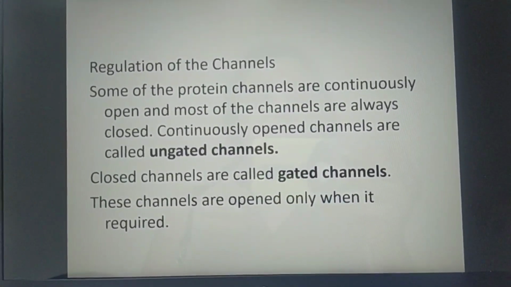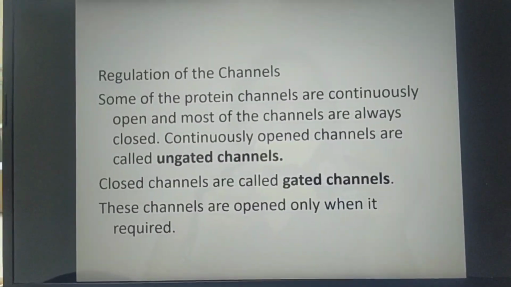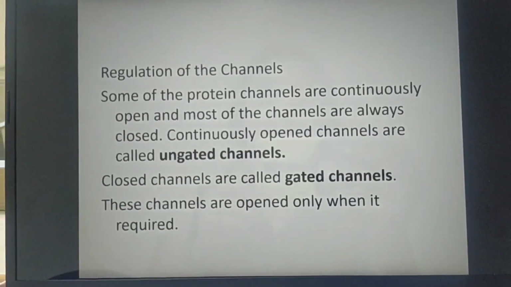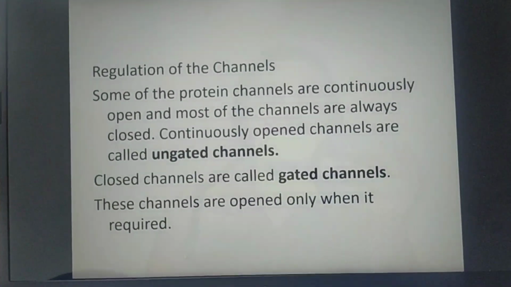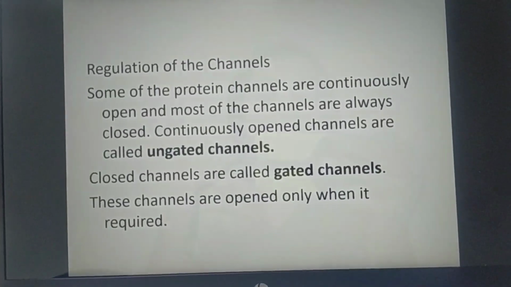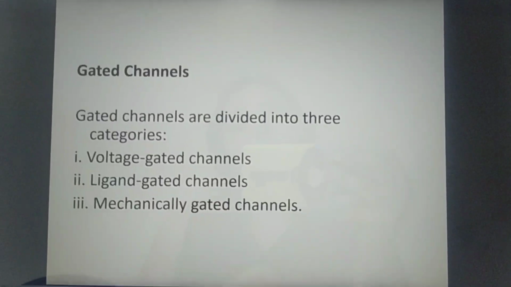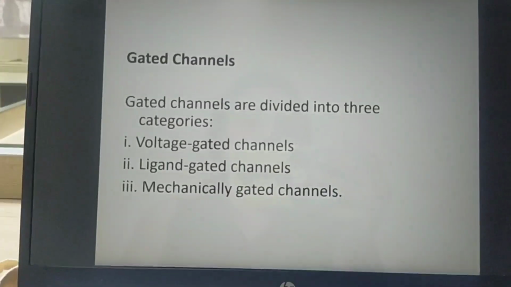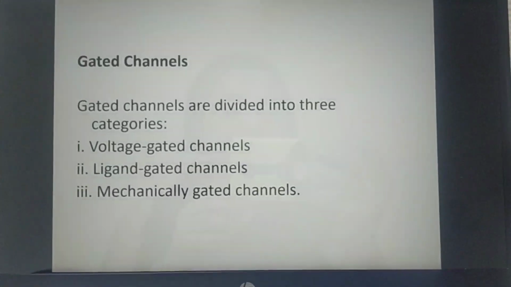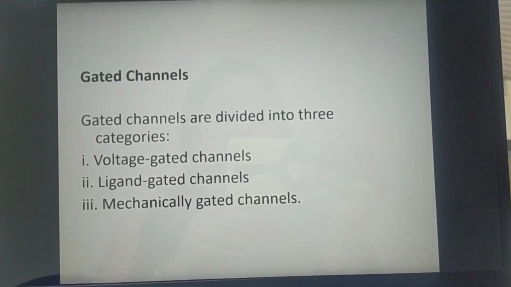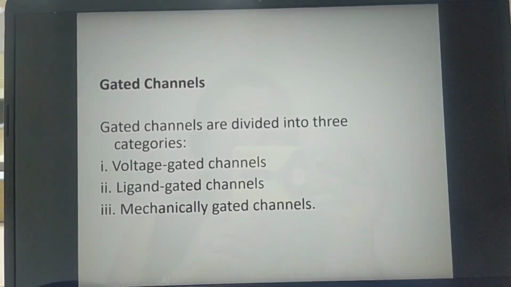Regulation of the channels. Some of the protein channels are continuously open and most of the channels are always closed. Continuously open channels are called ungated channels and closed channels are called gated channels. These channels are open only when required. So we'll talk about the gated channels first. Gated channels are divided into three categories. First is voltage gated channels, second is ligand gated channels, and third is mechanically gated channels.